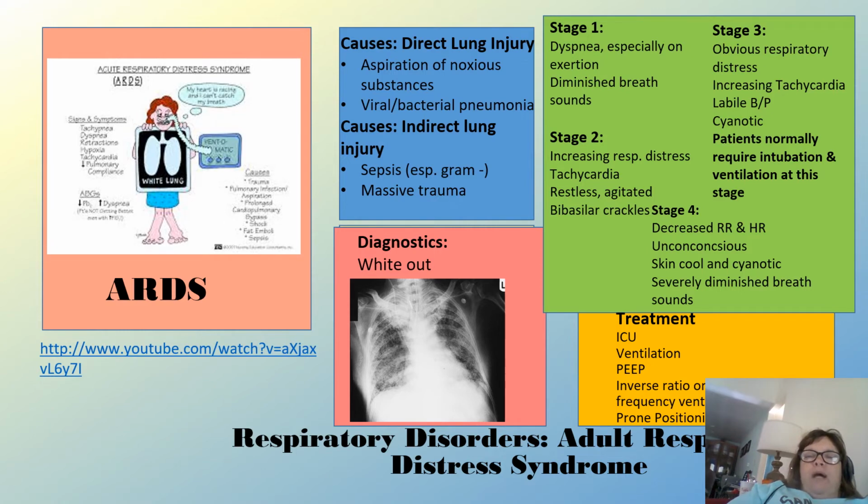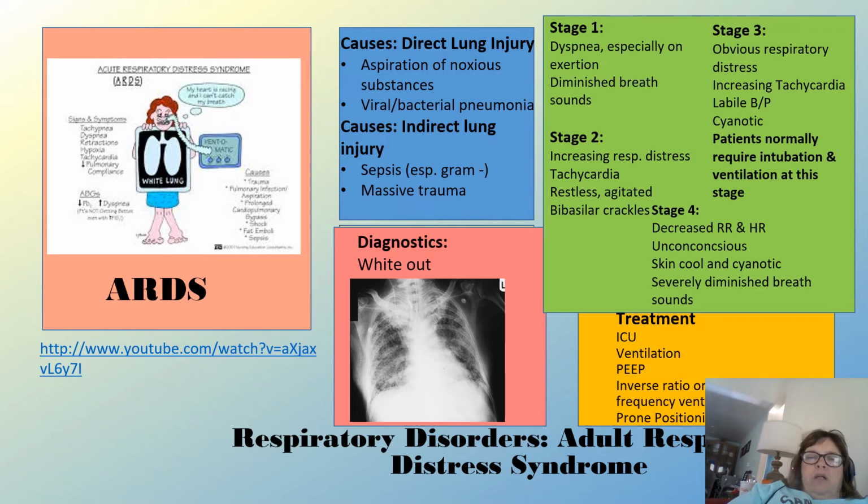There's direct and indirect causes. Direct lung injury, common causes include aspiration of noxious substances and viral and bacterial pneumonia. Less common causes are chest trauma, embolism, inhalation of toxic substances, near drowning, O2 toxicity, and radiation pneumonia.